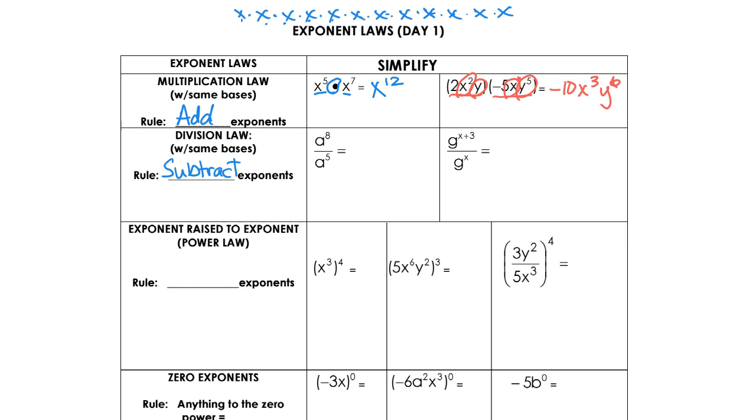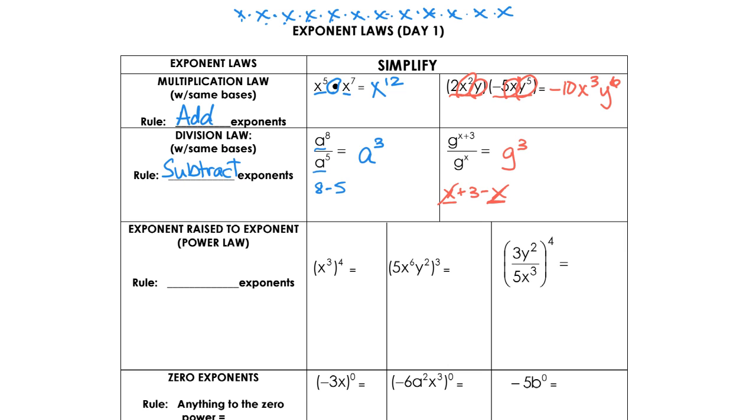So for instance, on this one, you have the same base of a, and we're dividing. So you take the top exponent and subtract the bottom one, and we would get a to the 3rd. In the next one, it's a little bit more complicated because you have expressions, but you do see the same base of g. You take that top exponent, which is x plus 3, and subtract the bottom one, which is x. This x and that minus x will cancel each other out, and you're just left with g to the 3rd.